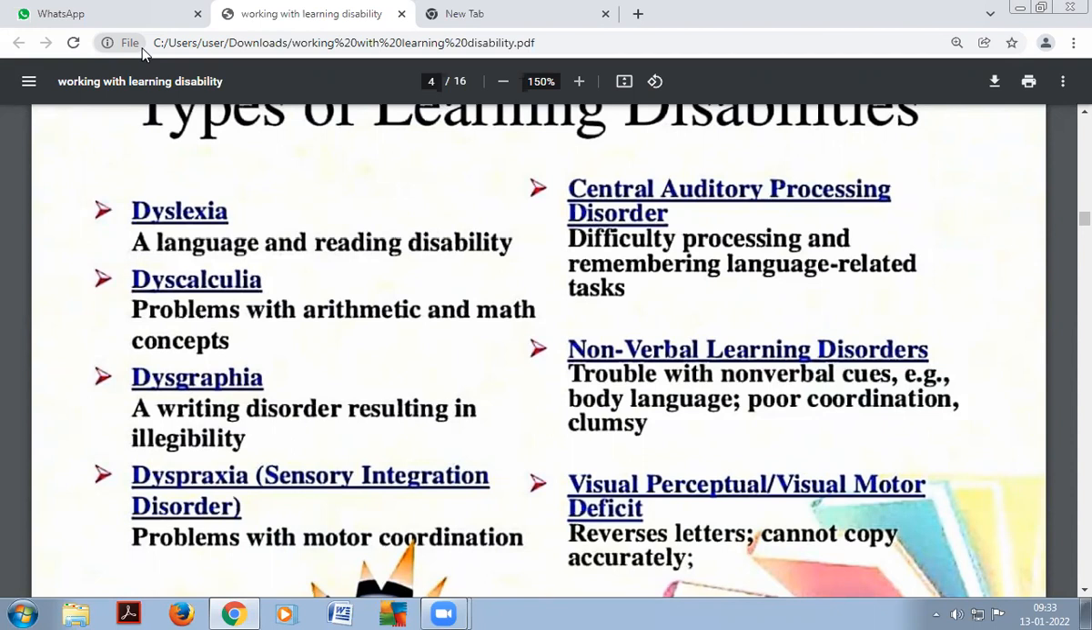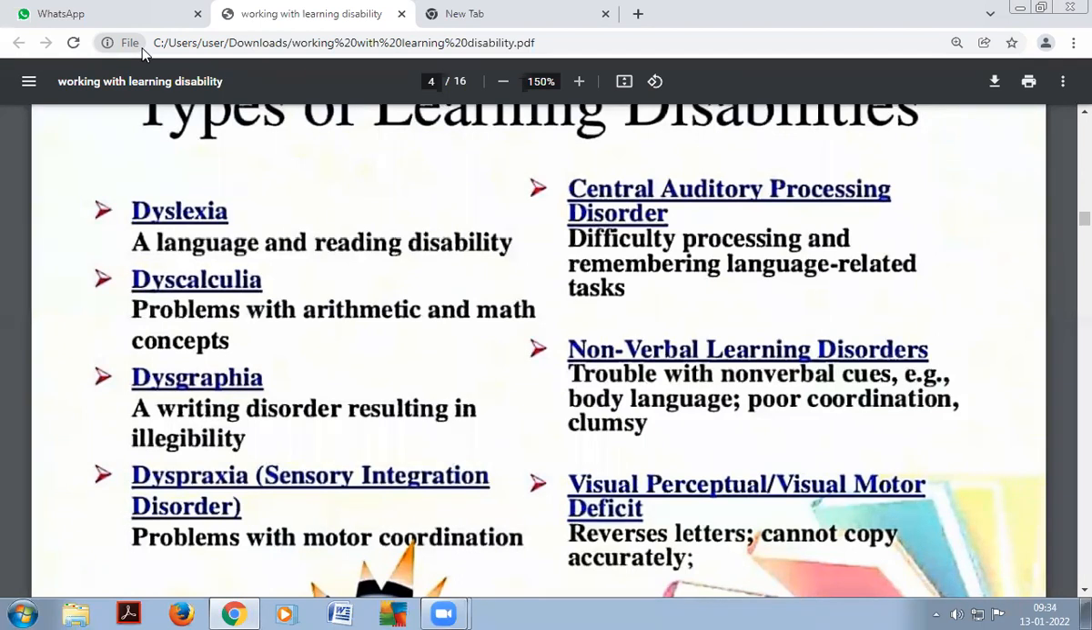Suppose that a craft activity is going on in the classroom. A teacher enters the class and a hobby class is going on, or additional classes related to it, and the teacher has given work of designing or drawing. So what is going on here? Here fine motor skill is involved: cutting, writing, drawing, making something, craft work is going on. So these students who are having dyspraxia will not be interested in these types of activities.